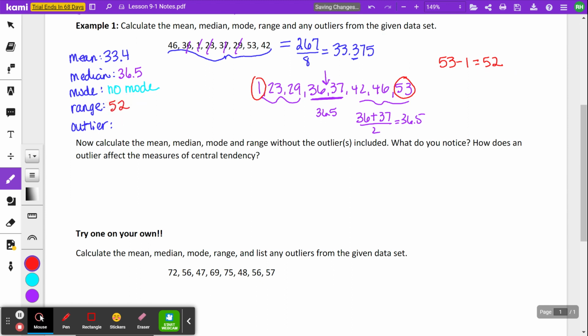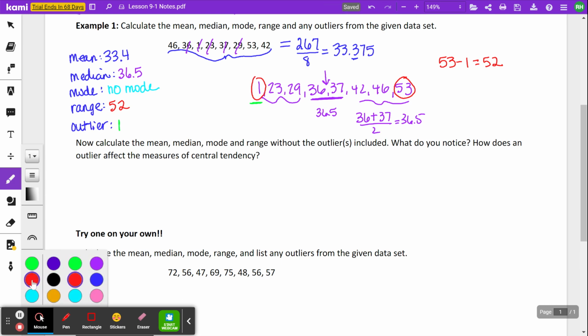And hopefully you're seeing that the outlier, or the one that doesn't really go with the rest in this group, is the number 1, right? All of these are kind of closer together. You got some 20s, you got some 30s, you got some 40s, and then a 50. So 1 would be the one that doesn't match. Okay?